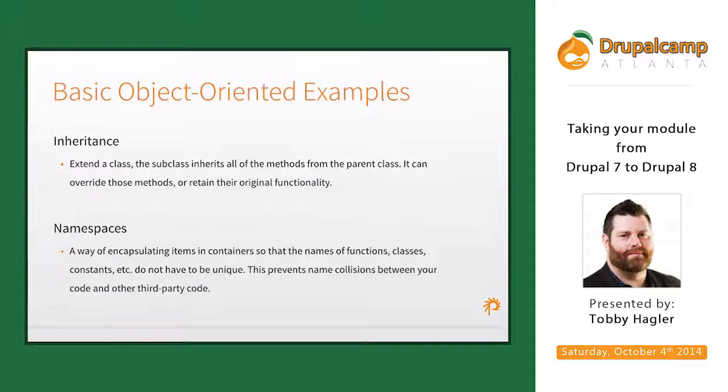First of all, inheritance in object-oriented programming. The concept is basically you can have a class. I'm sure you've seen classes before. It's just another data type like integer, string, whatever. It's just more complex and one that you can define yourself. But you basically can extend a class. The subclass then inherits all the methods. A method is just a class's function. It's just another name for function from the parent class. It lets you override those methods or retain their original functionality. And I'll show a better example of inheritance here in a second.